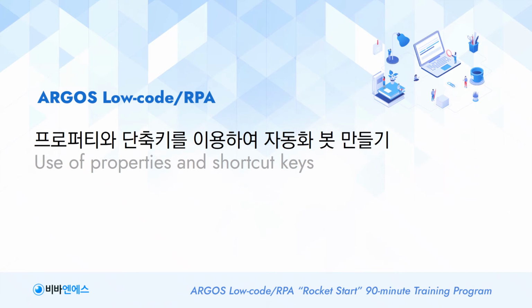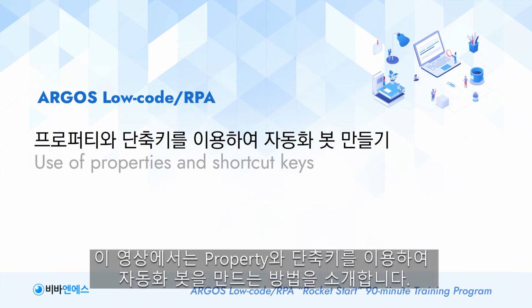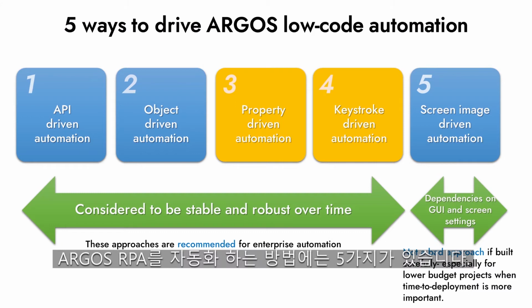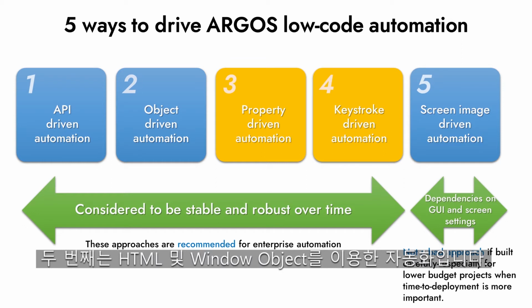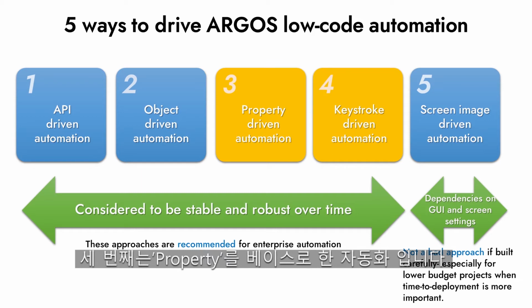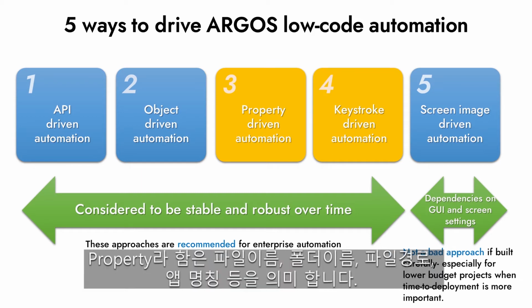Okay, I'm going to talk about use of properties and shortcut keys in building automation. So there are, again, 5 different ways to drive your automation. First one is API-based, and the second one is object-based, HTML object or window object-based driving. The third one is property-based. When we say properties, we're talking about file name, folder name, file path, app name. Those are the properties of your target application.